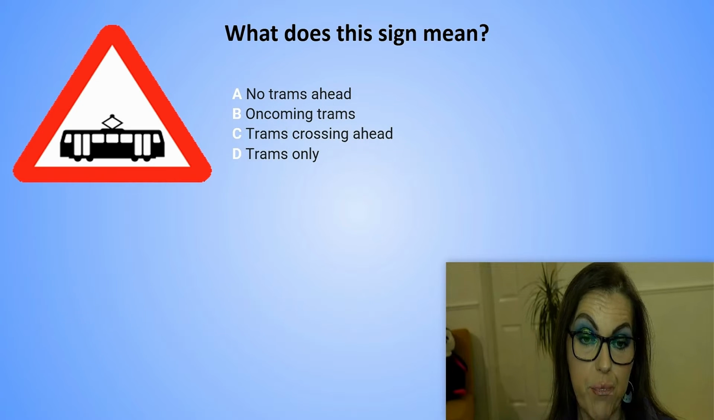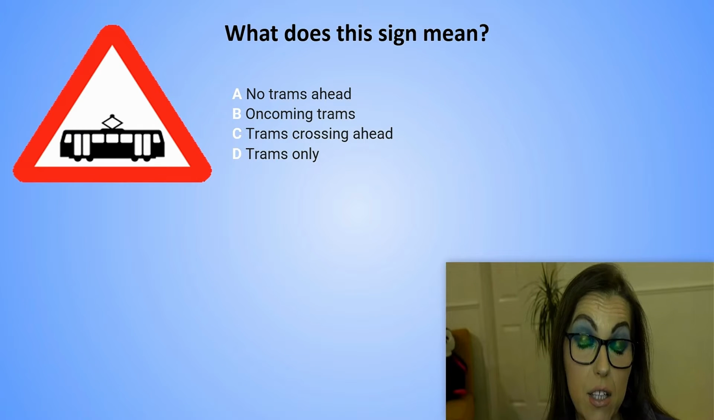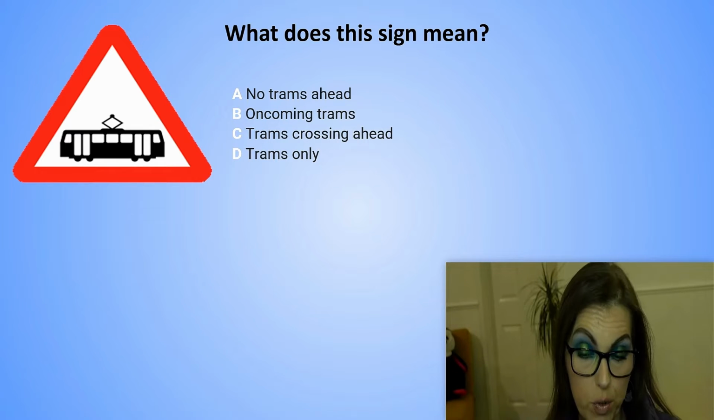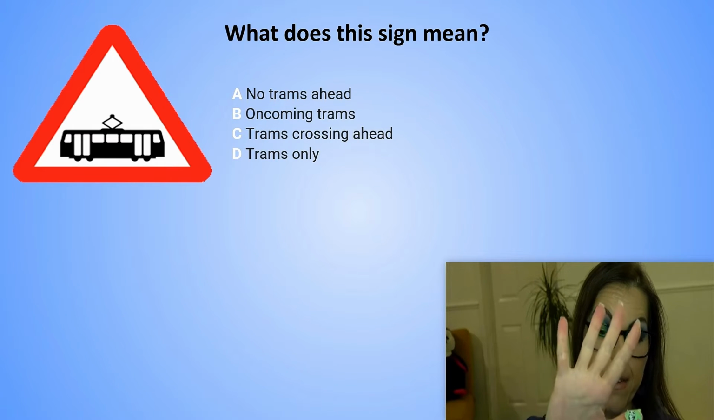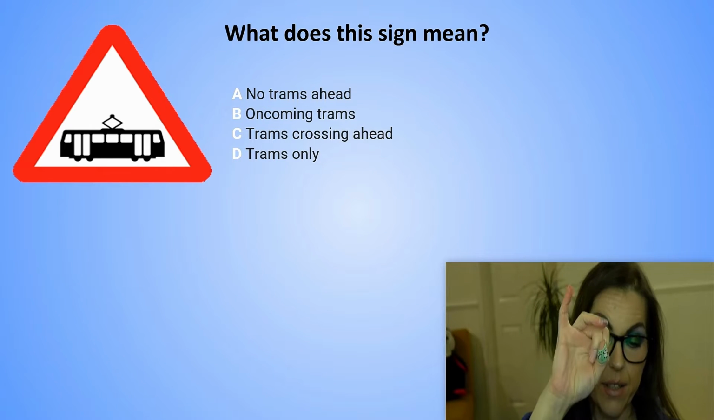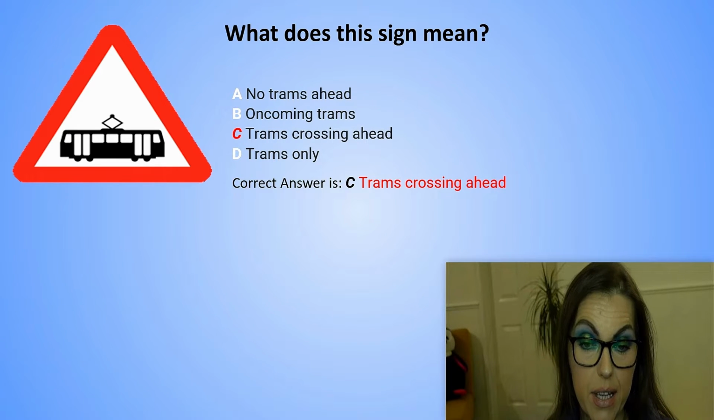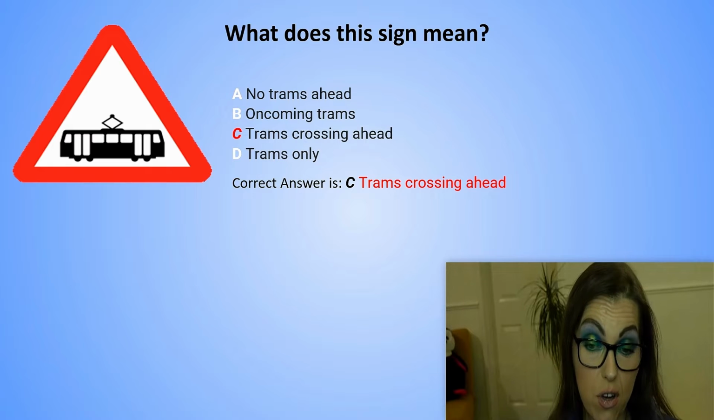Next question. What does this sign mean? A. No trams ahead. B. Oncoming trams. C. Trams crossing ahead. Or D. Trams only. 5, 4, 3, 2, 1. And the correct answer is C. Trams crossing ahead.